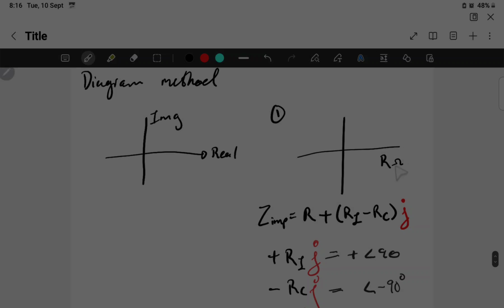So we know that our resistor is going to be on the x-axis, which is your real numbers, right? Then on your y-axis is going to be your imaginary, right? So we got inductance being positive, right? So inductance is on the positive side, and then capacitor is going to be on your negative side, right?